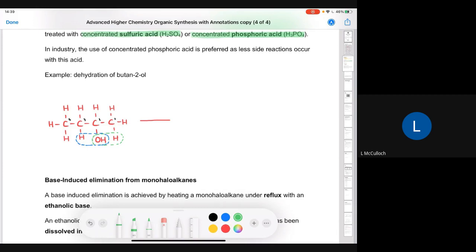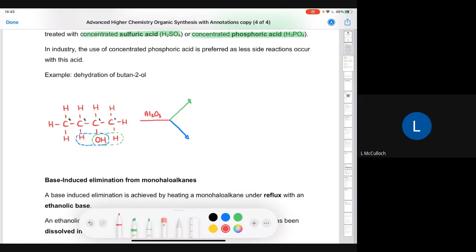So I'm going to draw my arrow in 2 ways, and I'm also going to put on the name of our reagent that we're going to use. I'm going to use aluminium oxide. I always tend to use aluminium oxide because this used to be a little experiment that we would do in Intermediate 2 chemistry, and we always did it with aluminium oxide as our catalyst.